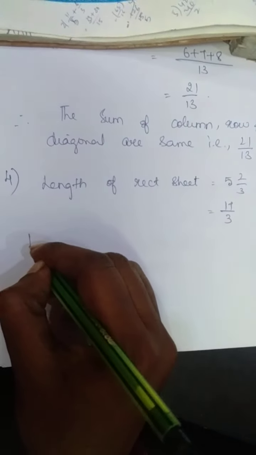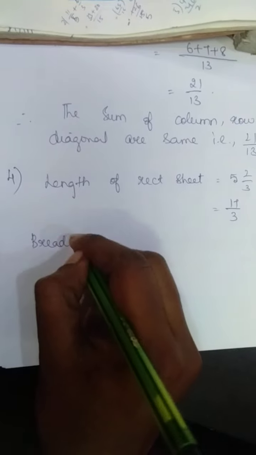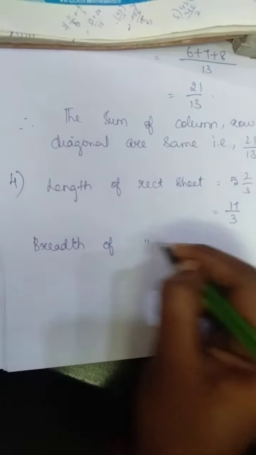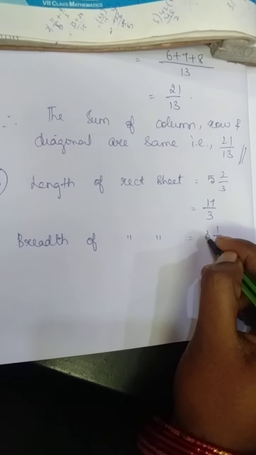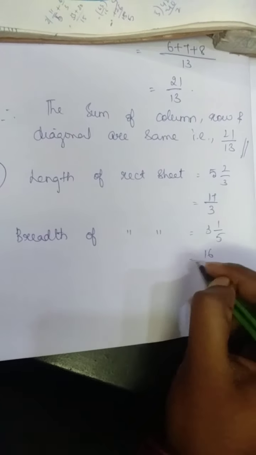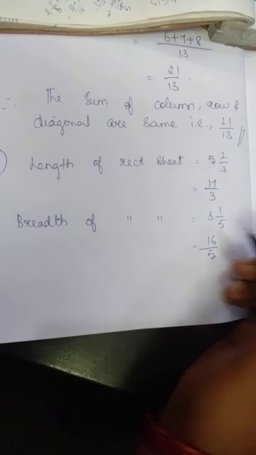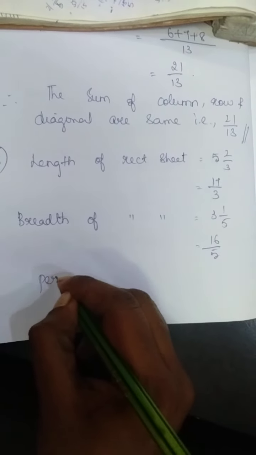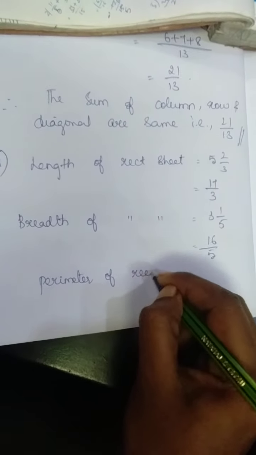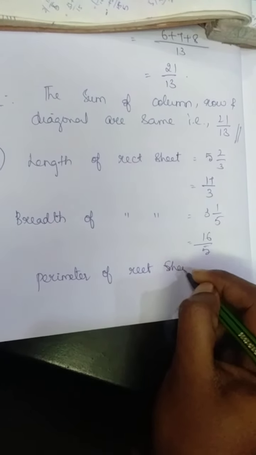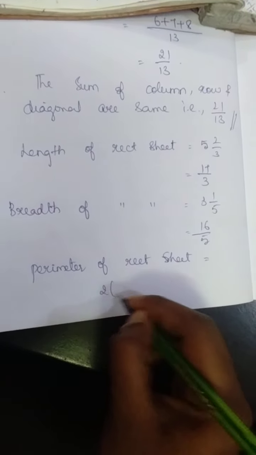Next, breadth of the rectangular sheet is given as 3 1 by 5. 5 3s are 15, 15 plus 1 is 16 by 5. Okay, now what you have to do? Perimeter, what you have to find out? Perimeter of the rectangular sheet equal to, what is the formula? 2 of L plus B.